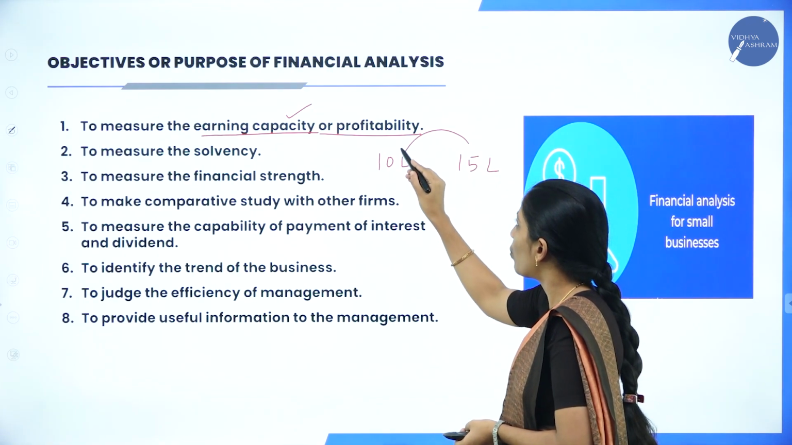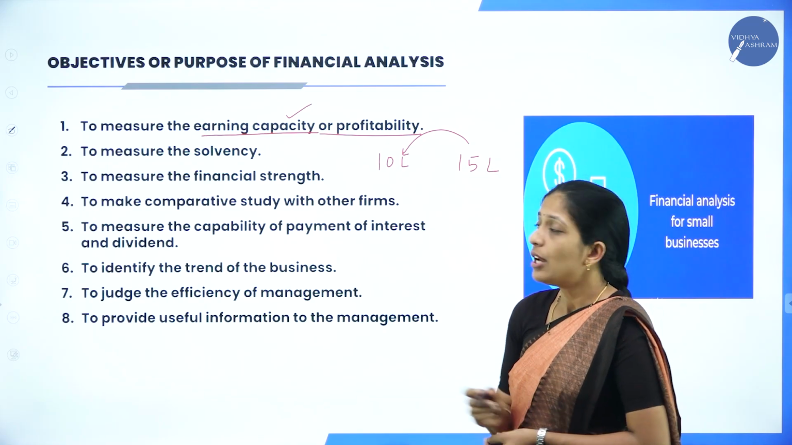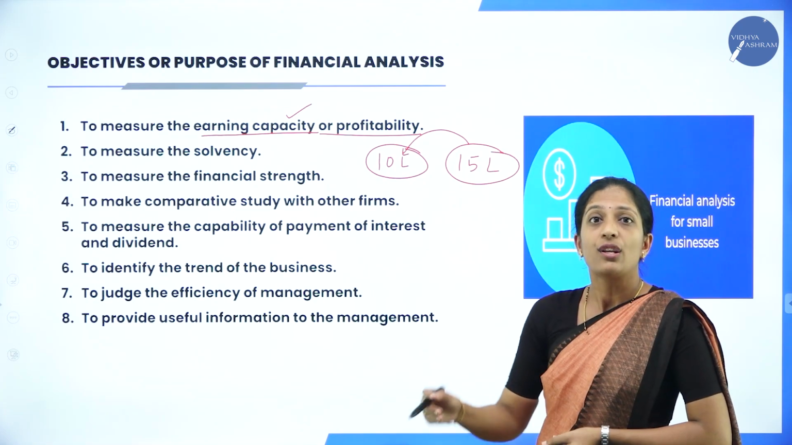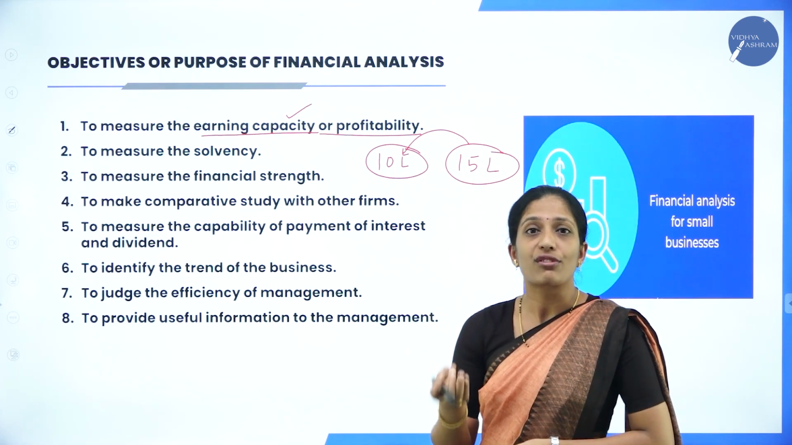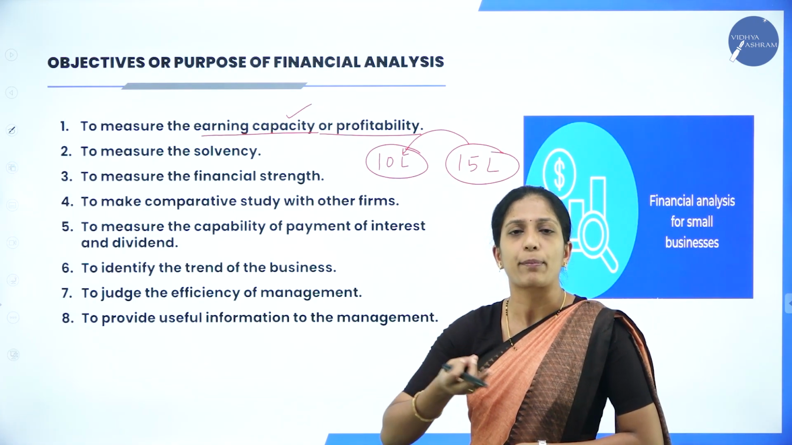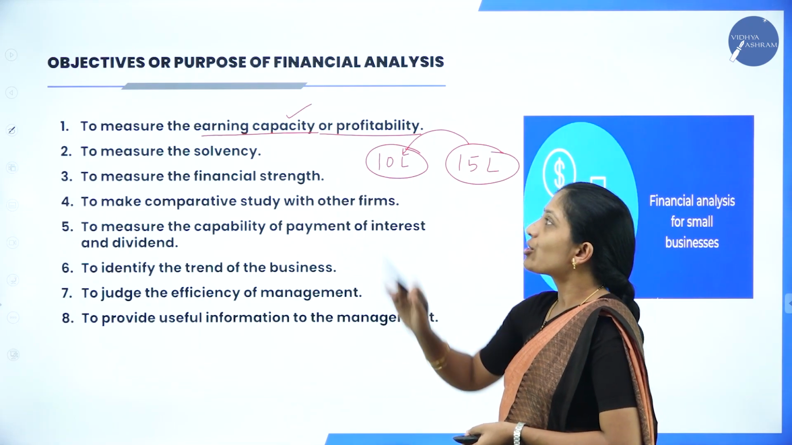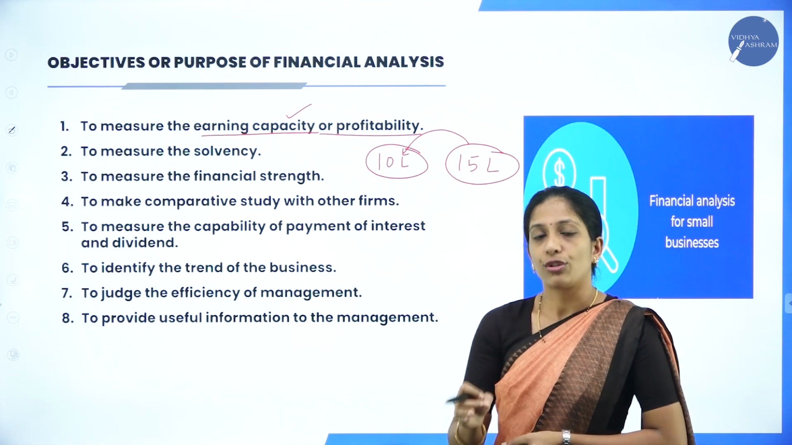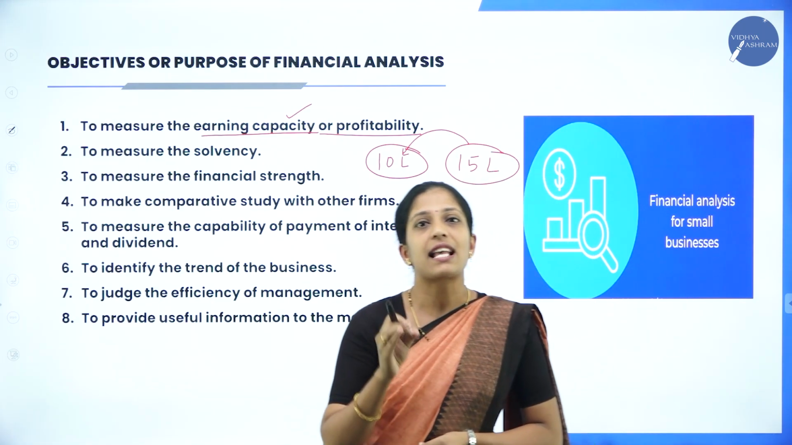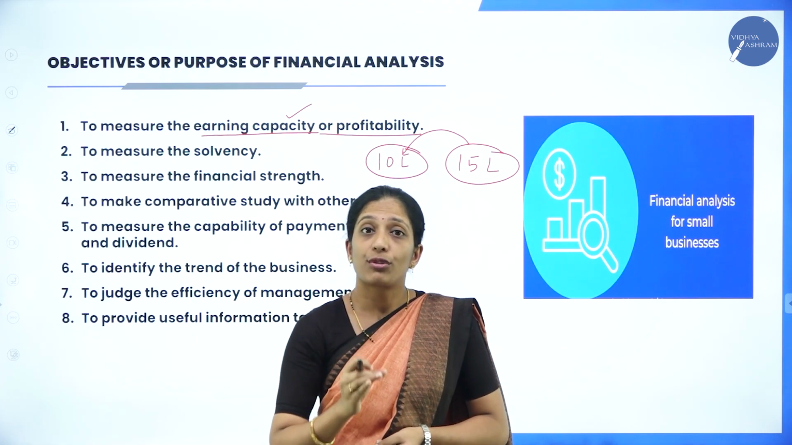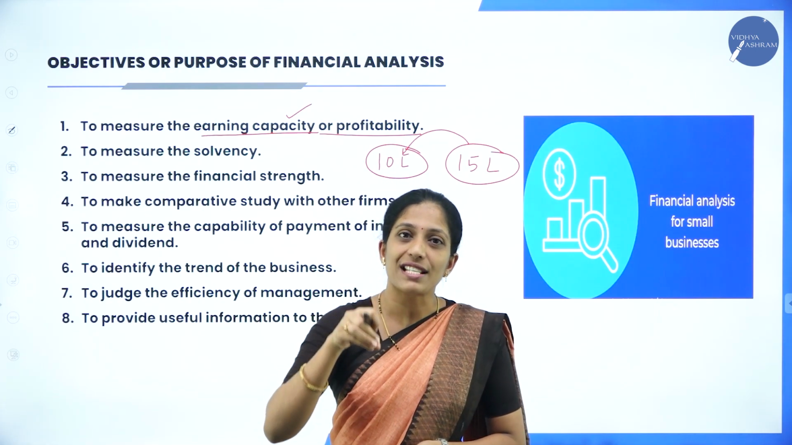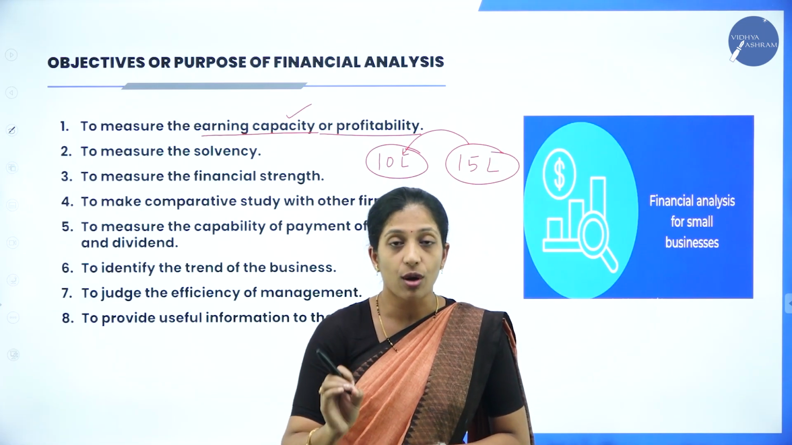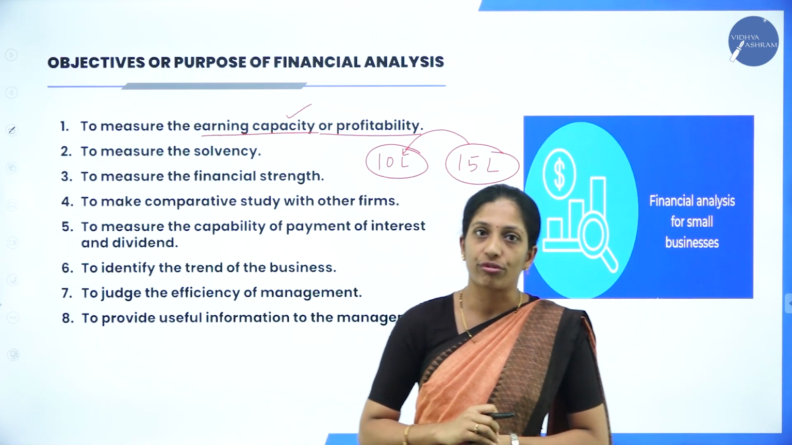So you can compare the exact profitability. In 2022 it was 10 lakh and in 2023 it is 15 lakh, so we can easily tell that in 2023 the profit is 5 lakh more. So, to measure the earning capacity or profitability of the business, through the financial statement we will come to know the exact profit or loss of the business. But through financial analysis, we are going to study in detail what the exact profit or earning capacity of the business is.